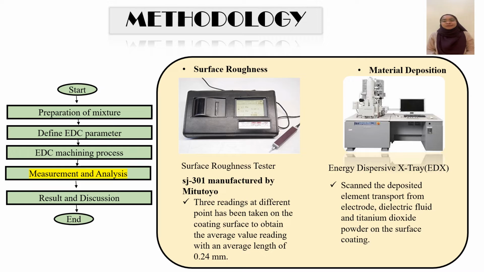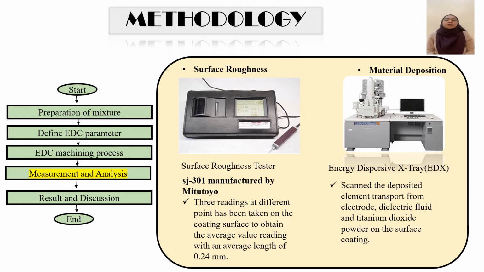Then continue to the measurement used for collecting data. The surface roughness tester is used to determine the reading of surface roughness after the experiment. Three readings at different points are taken and the average reading will be calculated to increase the accuracy.